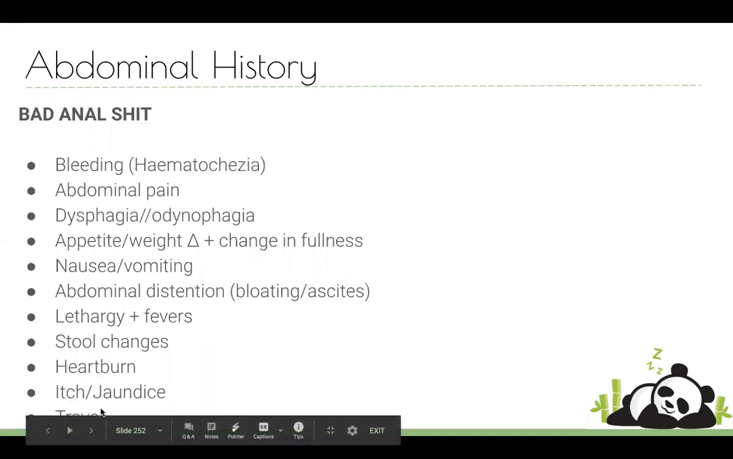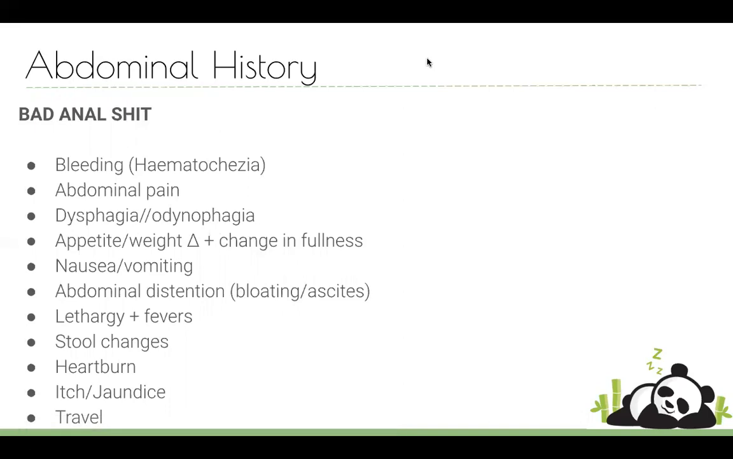Another way to remember it, which is how I remembered it, I found it a little easier, is I just remember top to bottom. So if you draw a little GI tract, you can think what goes in and out from top. So you can have nausea, vomiting going out. You can have change in appetite or change in weight or change in fullness going in.